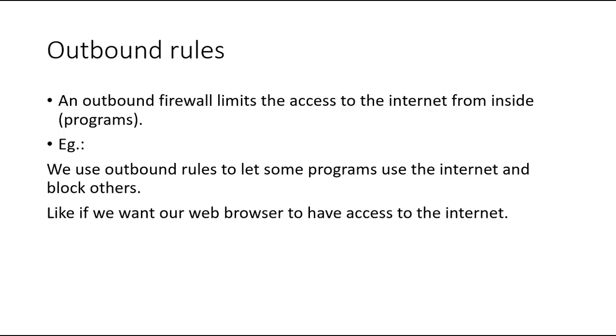Here, as an example, we use outbound rules to let the programs use the internet and block others. Like, if we want our web browser to have access to the internet and others can be blocked, we can look at that using a diagram.